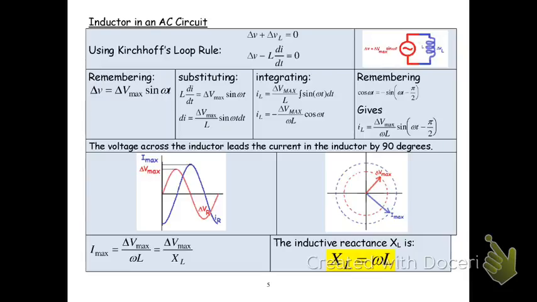This is a little bit more difficult, and you don't have to reproduce all this. I'd like to just guide you through it, and I'll show you which bits I need you to know. EMF is equal to the voltage drop across the inductor, and the voltage drop across the inductor, of course, is minus L di by dt.